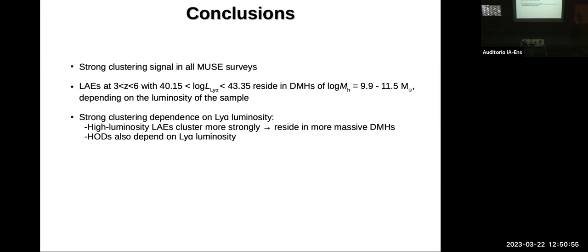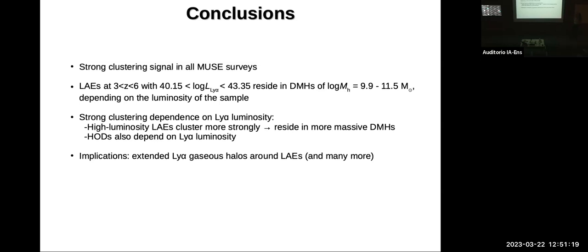We have found what I think is a strong clustering dependence on Lyman-alpha luminosity, where the high luminosity Lyman-alpha emitters cluster much stronger than faint Lyman-alpha emitters and therefore reside in more massive dark matter halos. We also saw how the HODs were shifting to the left when we went to fainter luminosities.